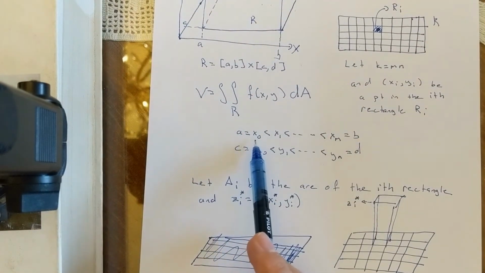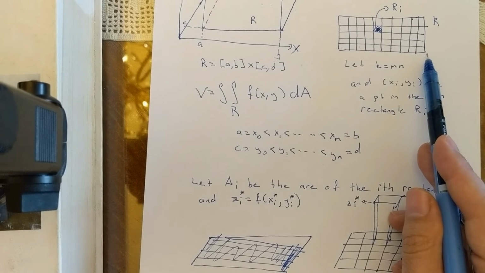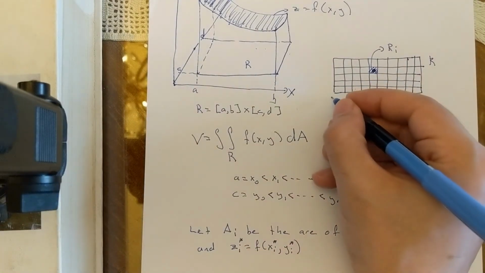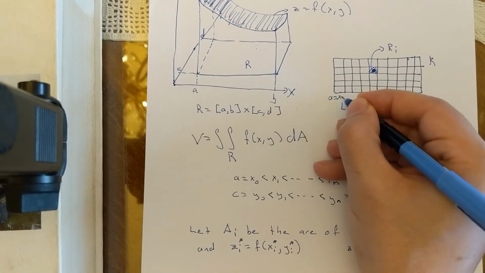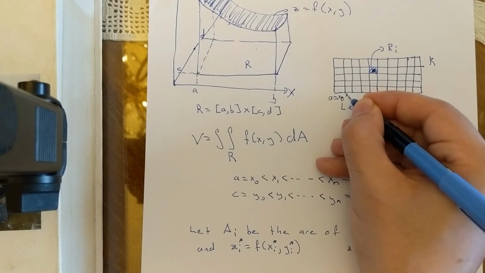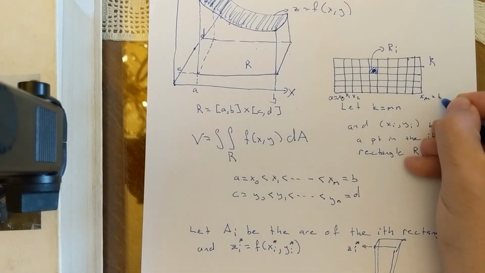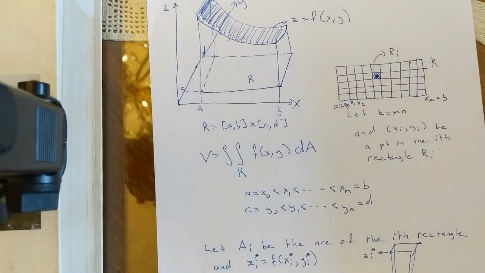Okay, so here is our setup. This point A is equal to x sub 0. We're going all the way to this point B, that's x sub m. Let me write those. Here A is equal to x sub 0, this is x sub 1, x sub 2, and so on, and this is x sub m, and that's B. On the other side, that was the x.